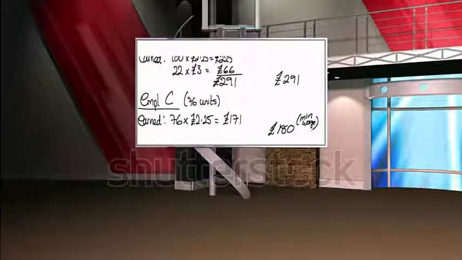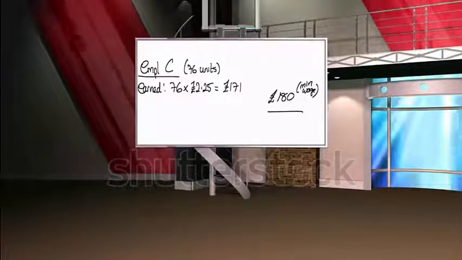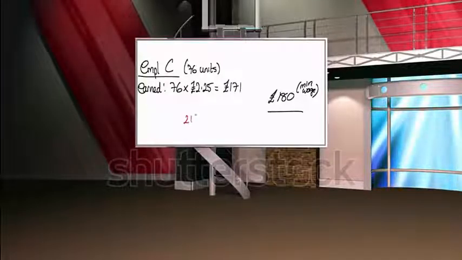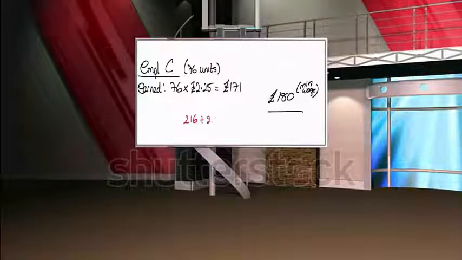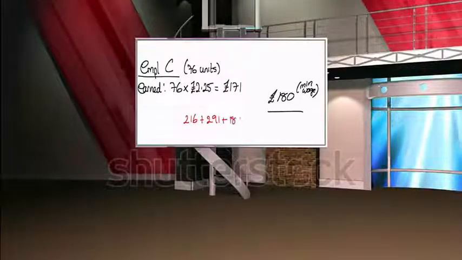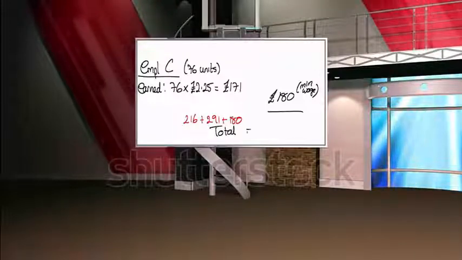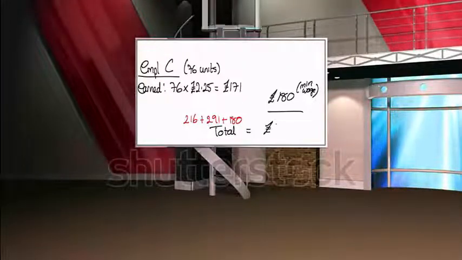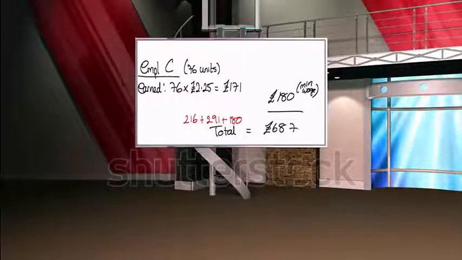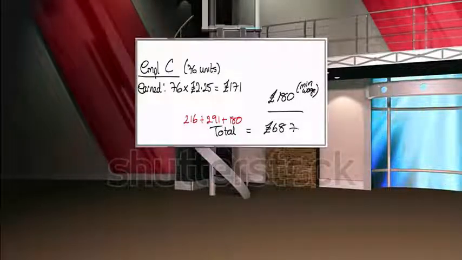So there are total wages for each of the 3 employees. If we just sum them together, we had 216 for employee A, plus 291 for employee B, plus the 180 for employee C. So our total is equal to 687. Okay, moving on to our next section.